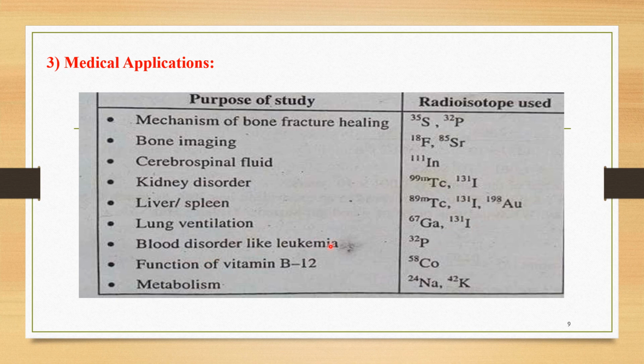For blood disorders like leukemia, we use the radioisotope of phosphorus with mass number 32. For the function of vitamin B12, we use the radioisotope of cobalt with mass number 58. And for metabolism processes, we may use the radioisotope of sodium with mass number 24 and the radioisotope of potassium with mass number 42. In short, these are the different applications of radioisotopes in the medical field, for different medical purposes and studies.